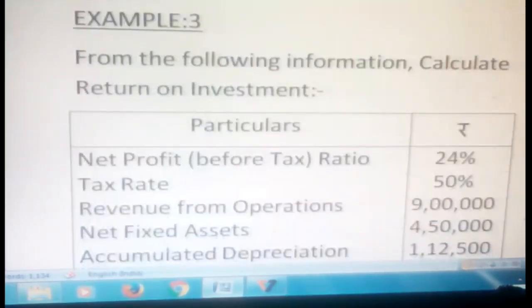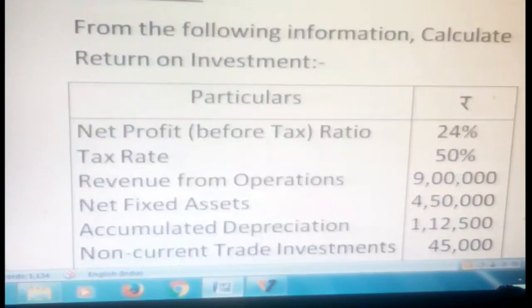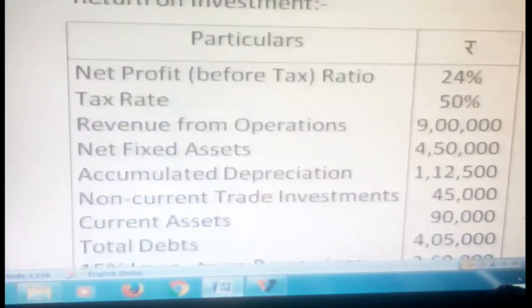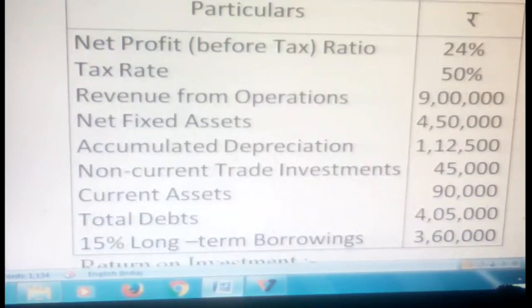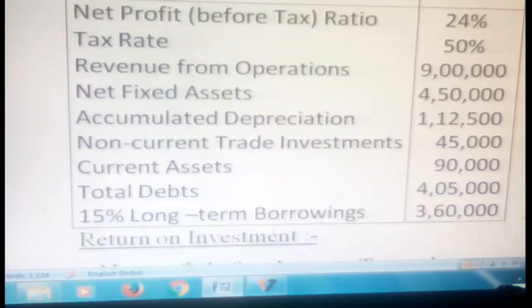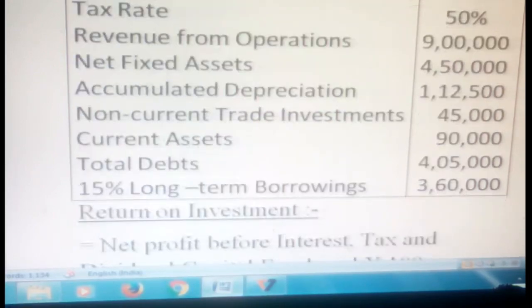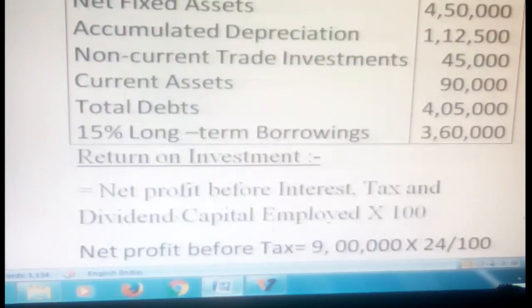From the following information, calculate return on investment. Same manner here, you should be very careful. Net profit ratio is given as 25%. Then they gave tax rate 50%. Then revenue from operations 9 lakhs. Net fixed assets 4,50,000. Then accumulated depreciation 1,12,500. Non-current trade investments 45,000. Then current assets 90,000. Total debts 4,05,000. Then 15% long-term borrowings 3,60,000. From the available information, we're going to calculate return on investment.